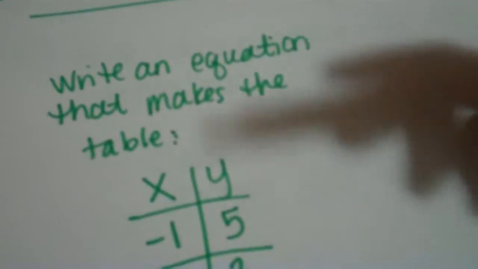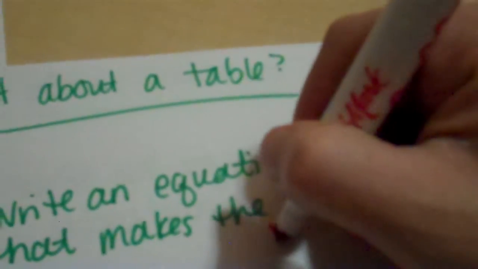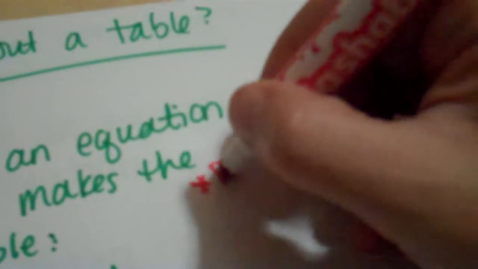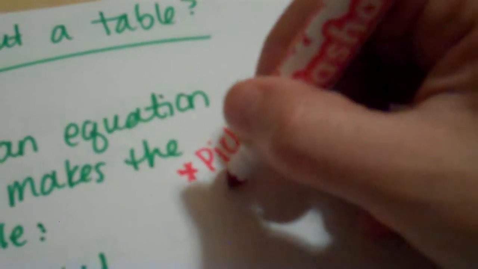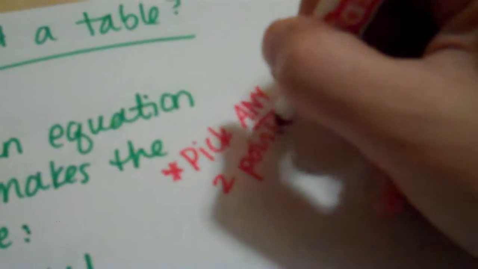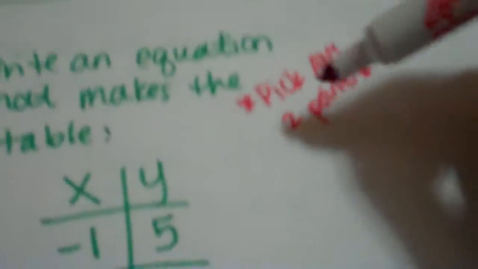So all you have to do that's different, the only new thing that you have to do, I'll put it in red here, is pick any, it really doesn't matter at all, any 2 points. And you're going to ask, well, why am I picking 2 points? Well, remember, you have to have 2 points in order to find the slope. So you're just picking any 2. I don't care which 2 you pick.